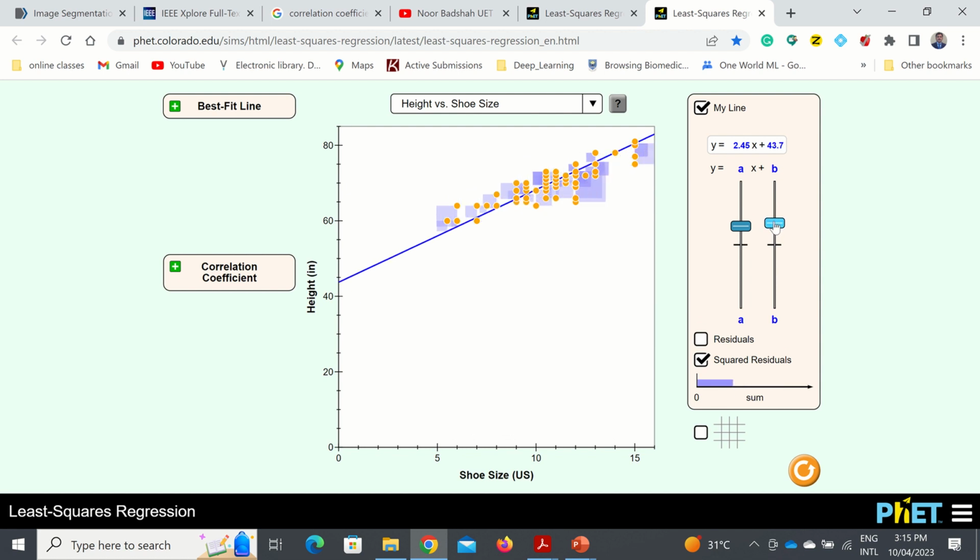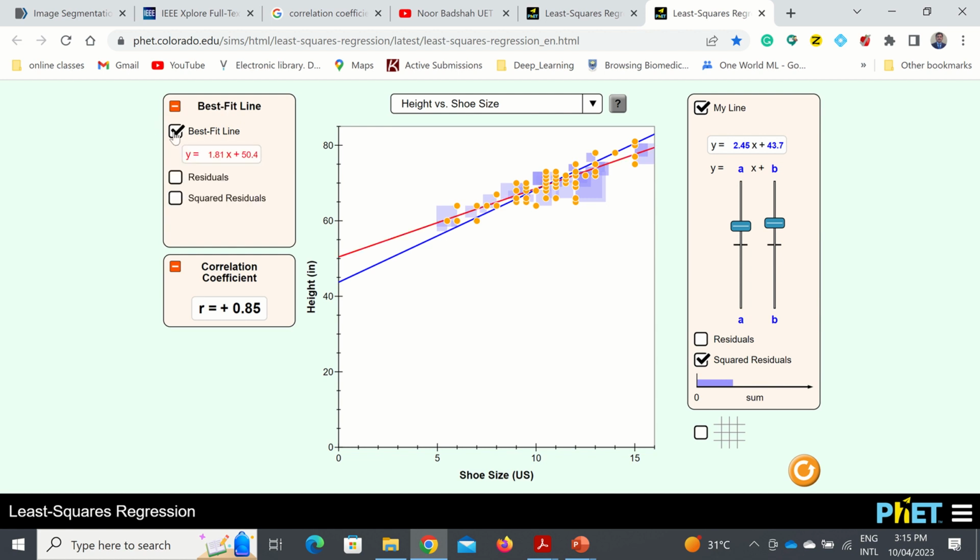As we come closer to the points, you see the area is getting closer towards 0. This is the sum of the areas of all those squares. So that is basically known as the best fit. In this case, the correlation coefficient is 0.85, which means close to 1, so there is a strong linear relation. And if you want to see the best fitting line, the best fit line is simply this one.